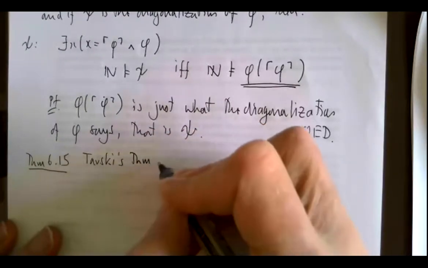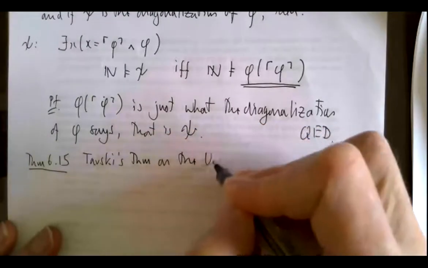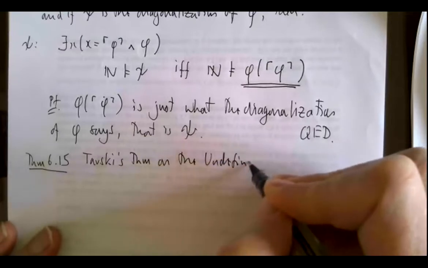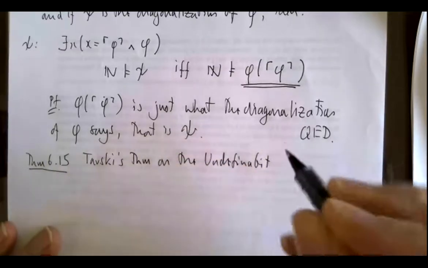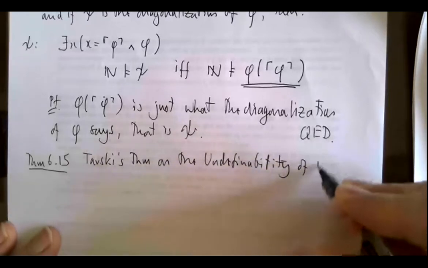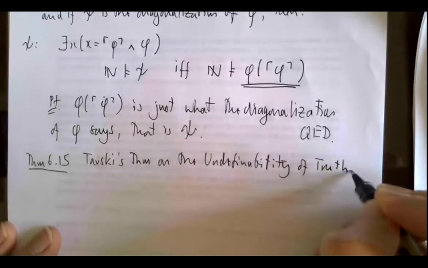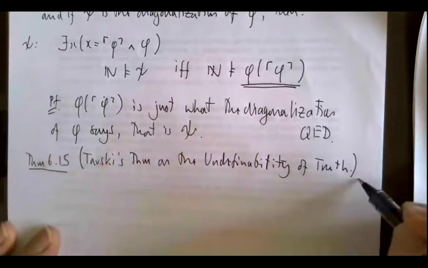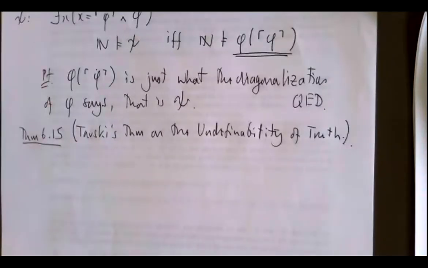So Tarski's theorem. This says there's no shortcut to finding the code numbers of true sentences, the undefinability of truth. You might think that there's a way we could define in N the set of all the code numbers of true sentences in N. This theorem says no, you can't do that.